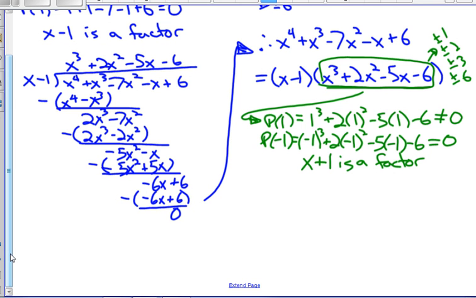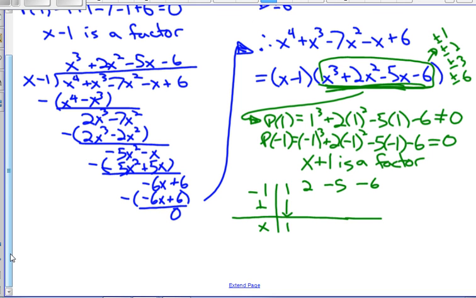So x plus 1 is a factor. That means I need a negative 1, a plus, and a times. I need my coefficients from up here: 1, 2, negative 5, and negative 6. And I'm just going to pull them down. Remainder of 0.